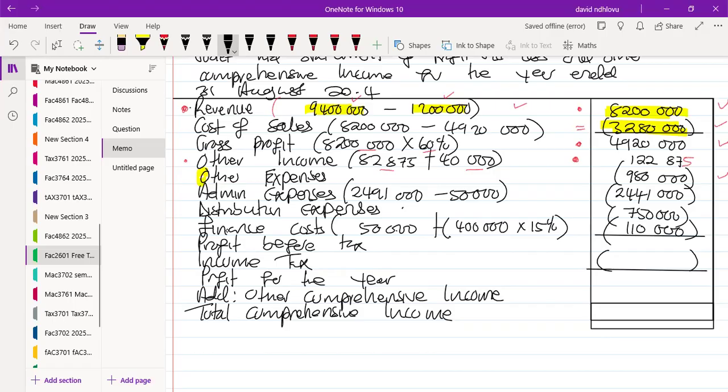Wonderful. Gross profit 920 plus 122,875 minus 980,000 minus 2,441,000 minus 750,000, minus 110,000. Then we are going to get a figure of 761,875. Now, this figure is what we call profit before tax. That's your profit before tax.